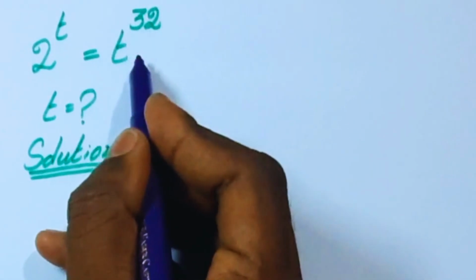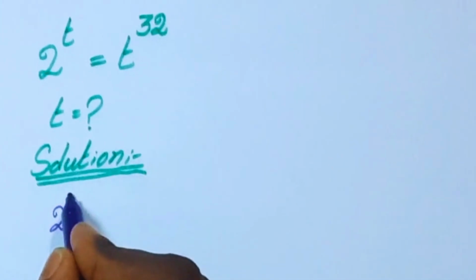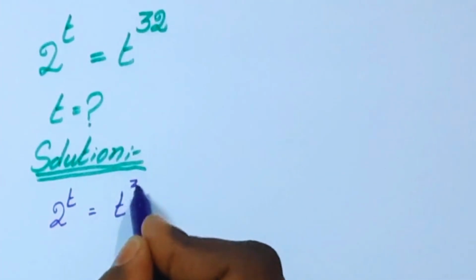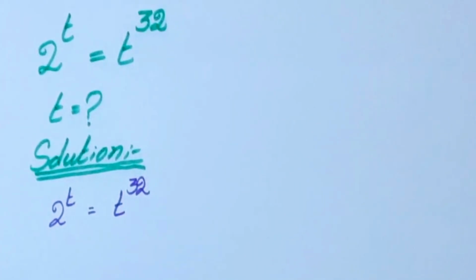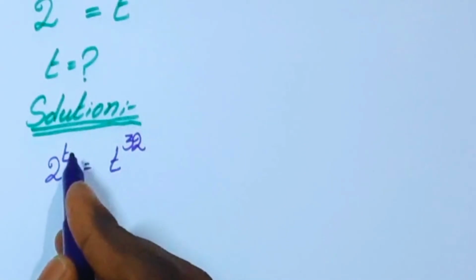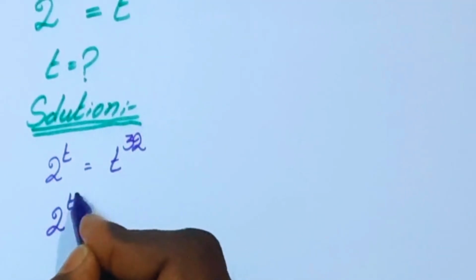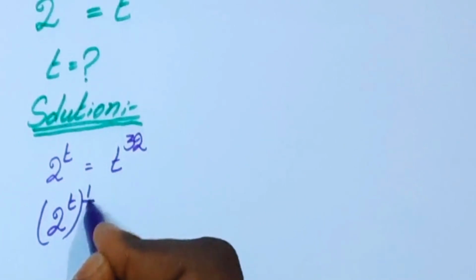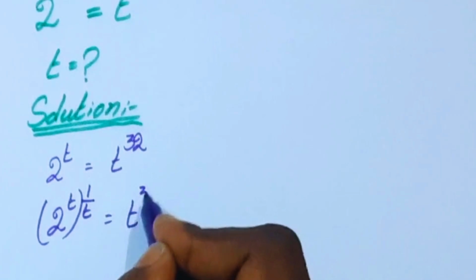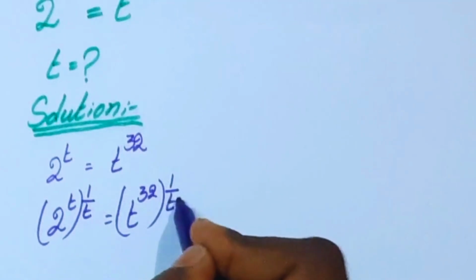Today we are going to solve this problem to find the t value. Solution: 2 power t equals t power 32. Now we are going to raise both sides to the power 1 by t. So (2 power t) whole power 1 by t equals (t power 32) whole power 1 by t.